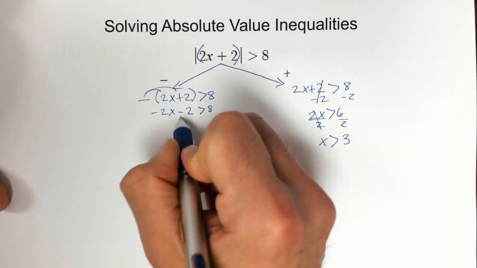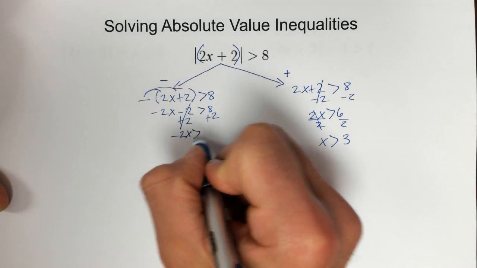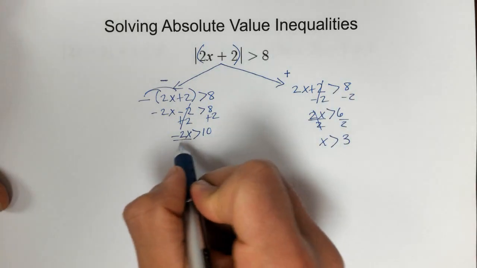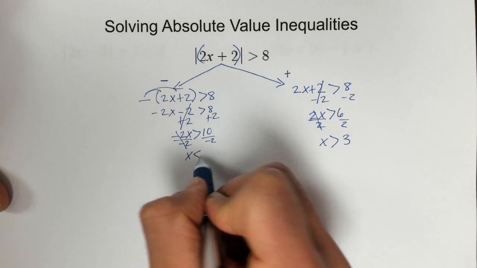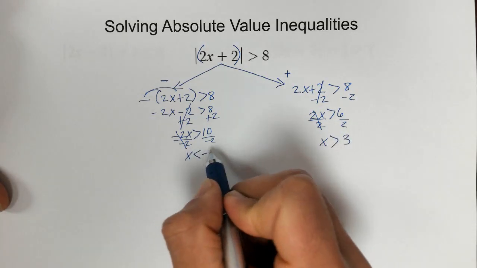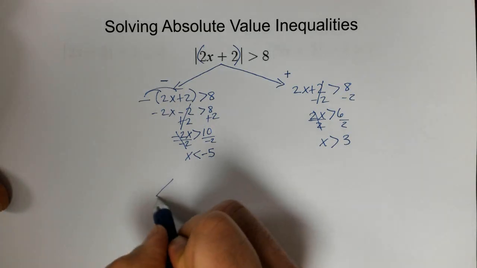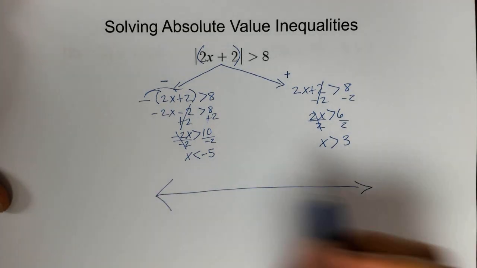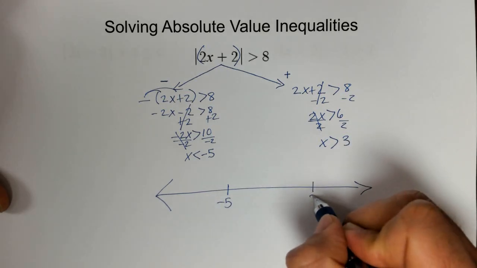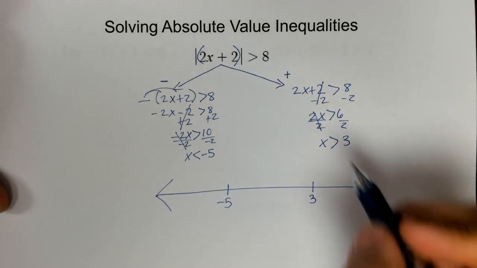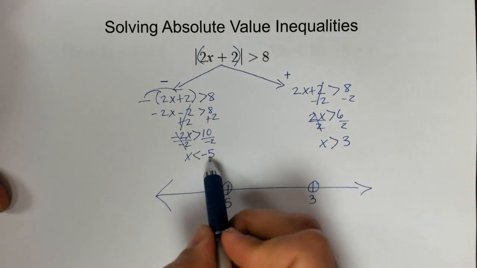And then if I move the 2 over, negative 2x greater than 10. We can divide both by a negative. Remember, dividing by a negative, switch the sign. It flips it to less than. So let's graph this. What does this look like? Negative 5 is smaller, so I put it on the left. 3 is larger, I put it on the right. Since there's no equal symbol, I have an open circle. X is everything less than negative 5.